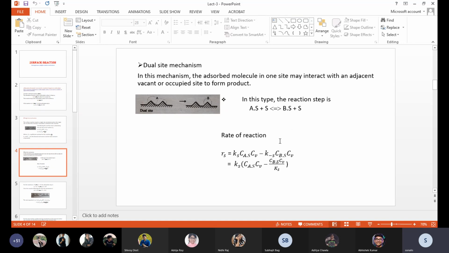Minus the opposite reaction, which is the reverse reaction, k of minus s, concentration of B·S, that is the occupied site concentration, into CV, the vacant site. There are two S's involved here, so we have to take care of both. Small ks, if you take it outside the bracket, gives us again small ks by k of minus s, capital Ks, that is the reaction equilibrium constant. Okay.